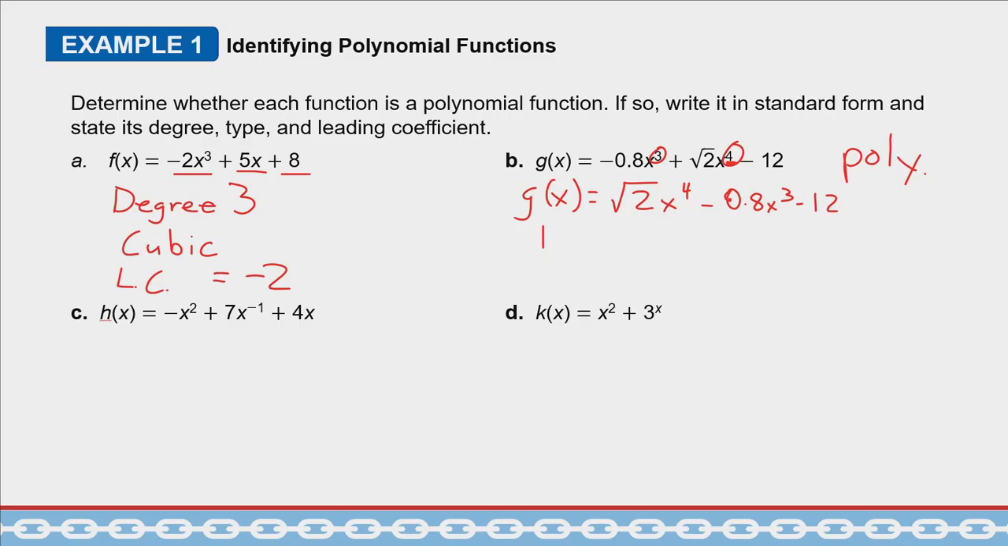This is a degree 4 because our highest exponent is 4, which would make that a quartic. And its leading coefficient then is the square root of 2.